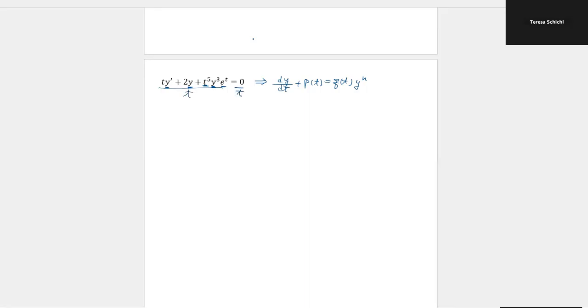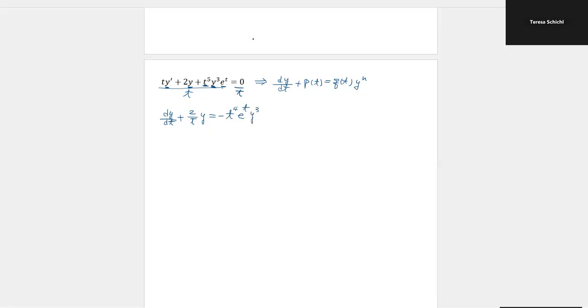All right, so here you will get y prime, which is dy/dt, plus 2 over t times y. Then for the Bernoulli form, I need to move this term to the right-hand side, so this will be negative. t and t to the fifth will give me t to the fourth, and then e^t. Let me rewrite it in order, so this is y cubed here.